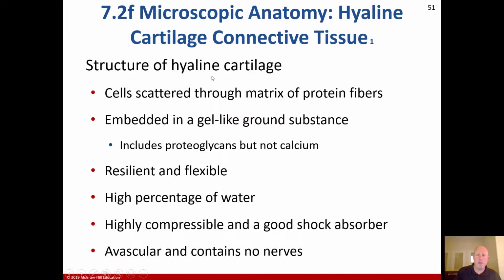And the microscopic anatomy for the hyaline cartilage, connective tissue. The structure of the hyaline cartilage: cells are scattered through the matrix of protein fibers. They're embedded in a gel-like ground substance. It includes the proteoglycans, but not the calcium. They're resilient, they're flexible. They have a high percentage of water in that hyaline cartilage. It's highly compressible, and it's a good shock absorber, which is why you find it in places like our shoulder and our hip. It's avascular and contains no nerves.